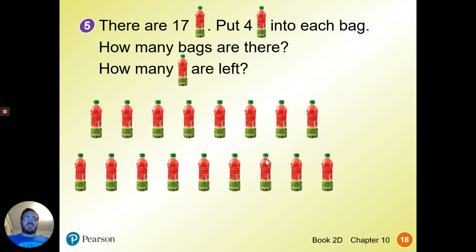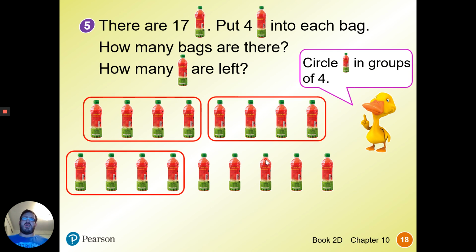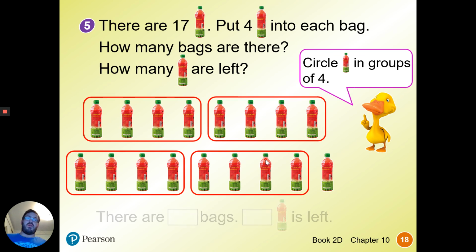Okay, there are 17 juices and we put 4 into each bag. We do the exact same. But this time they're asking how many bags are there and how many are left. So we're going to draw in circles of 4. So we've got 1, 2, 3, 4, and we have 1 remaining.